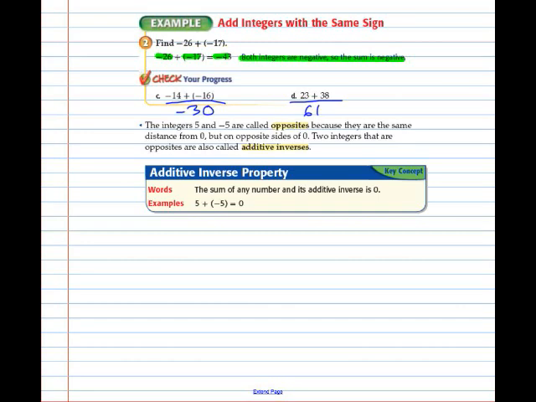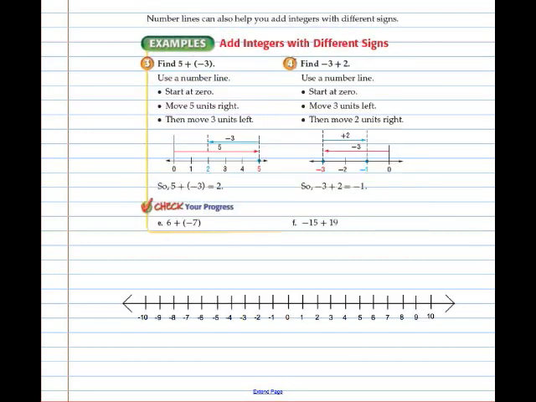The integers 5 and -5 are called opposites because they are the same distance from 0 but on opposite sides of 0. Two integers that are opposites are also called additive inverses. Number lines can also help you add integers with different signs. In our first example, we're adding 5 plus -3. We start at 0, go 5 to the right, then return to the left because our second number is negative. Our result then is +2.